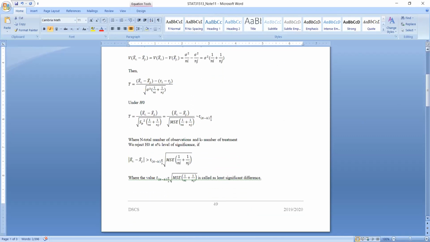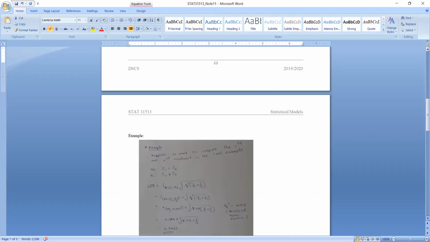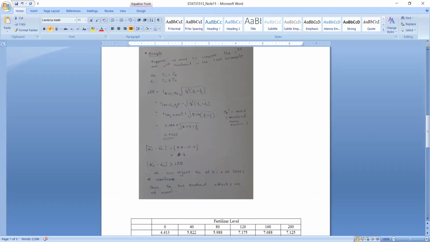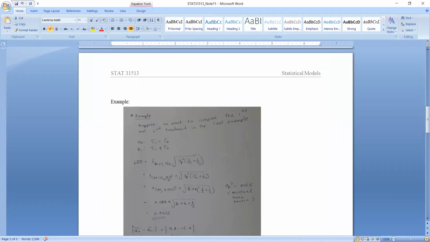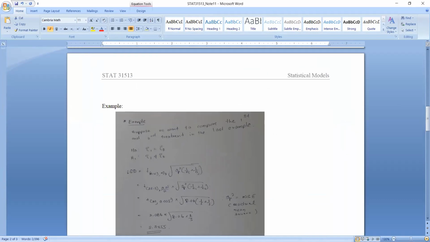So if you look at this example, if we use the previous example that we have been discussing, in that case, we have already constructed the ANOVA table.